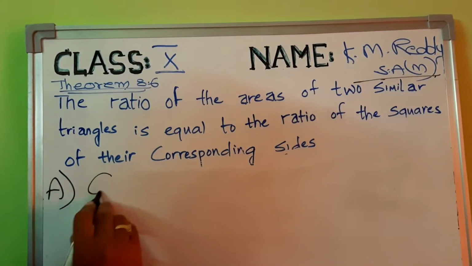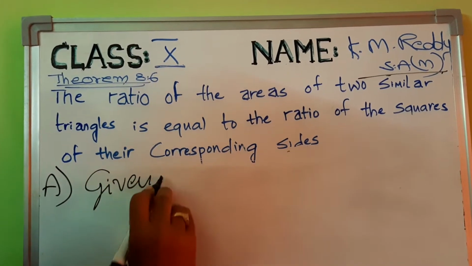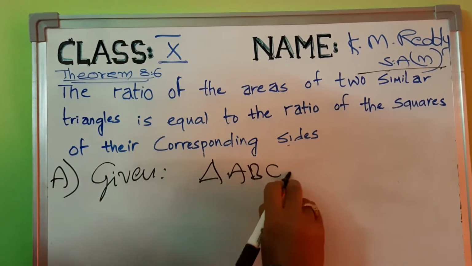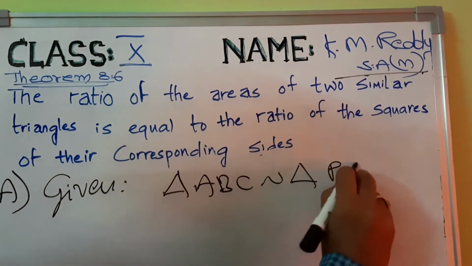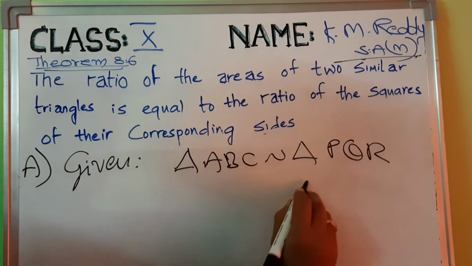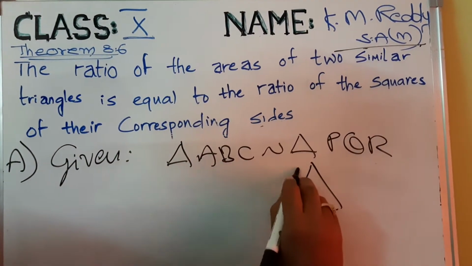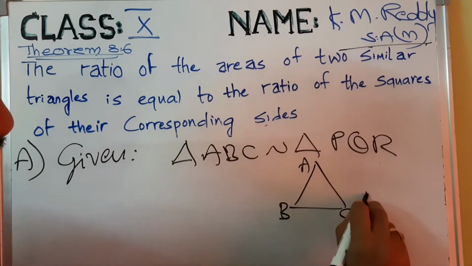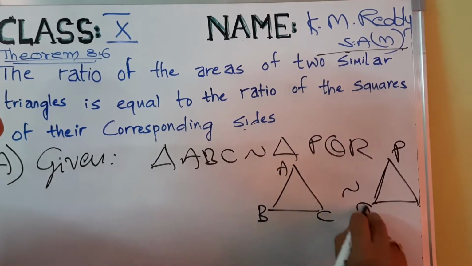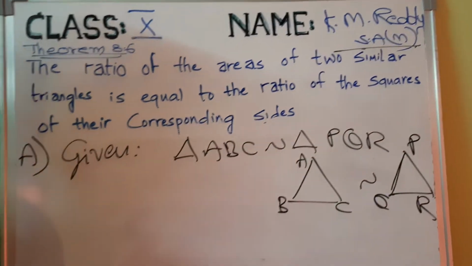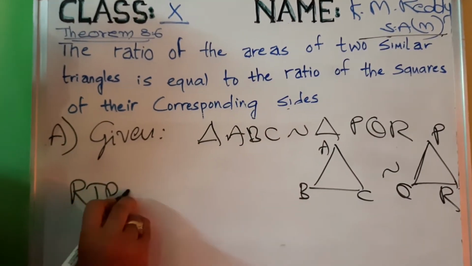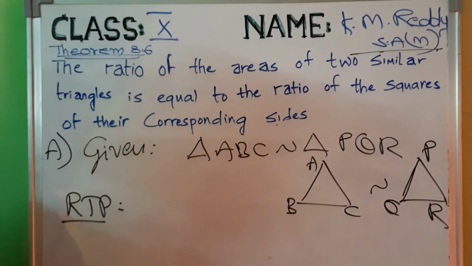What is given? Triangle ABC is similar to triangle PQR. Here, this is the triangle ABC, which is similar to triangle PQR. RTP. RTP stands for required to prove. Required to be proved.